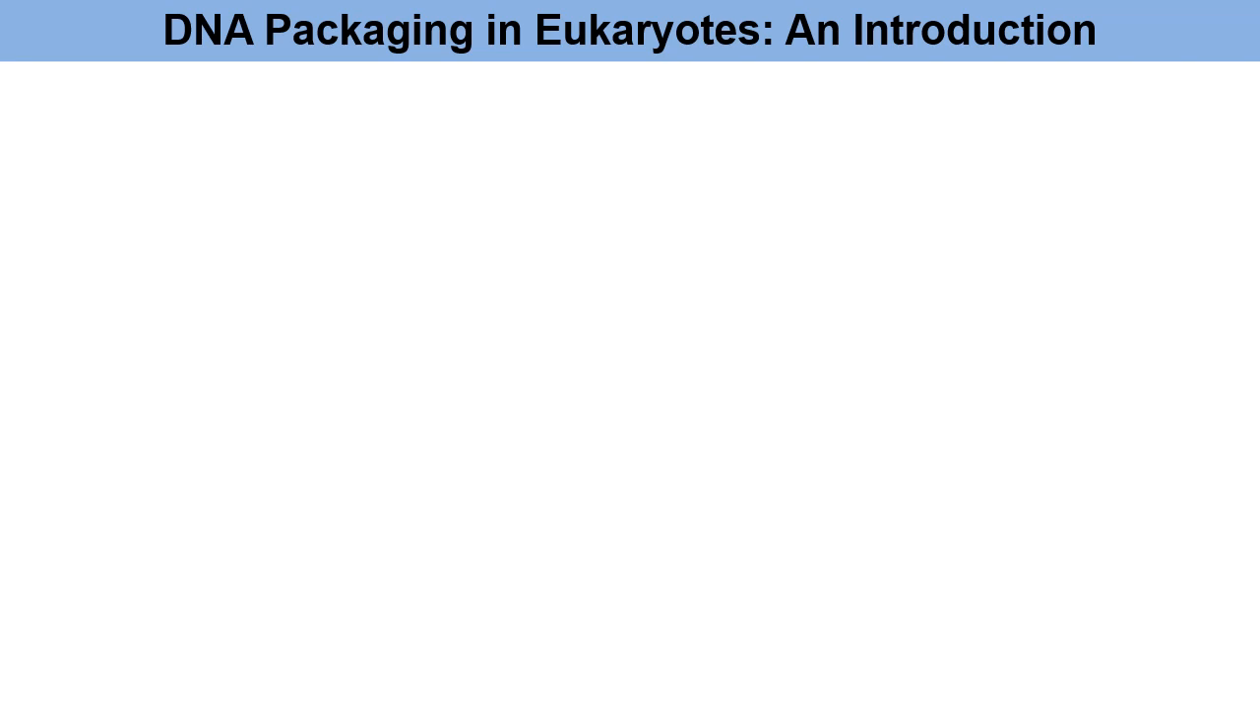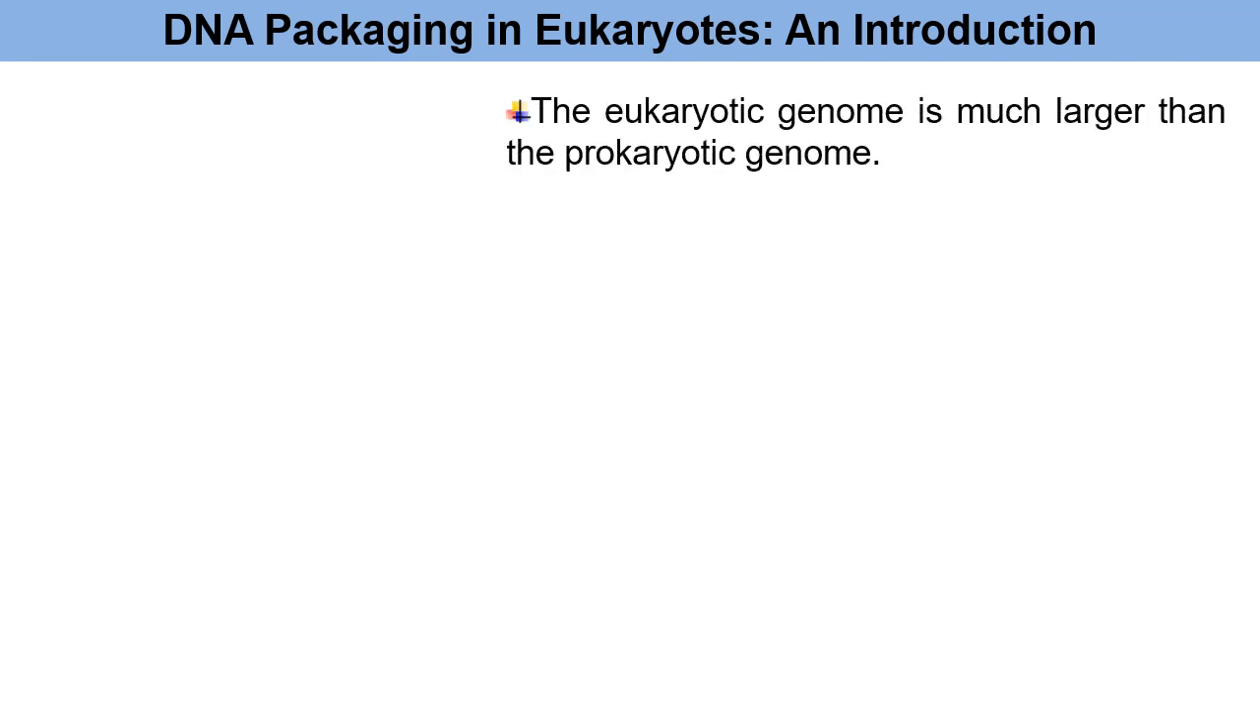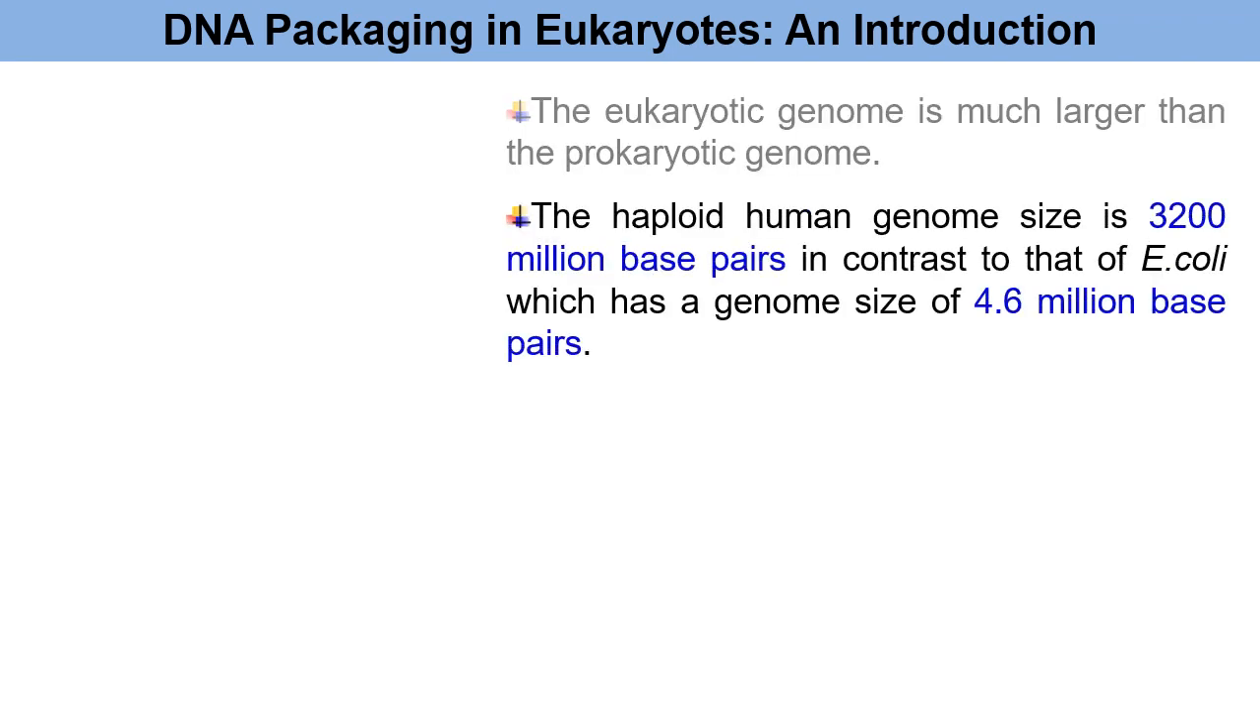Let us quickly recall the differences in the genome size of prokaryotes and eukaryotes. The eukaryotic genome is much larger than the prokaryotic genome. If we consider the haploid human genome, it has a size of 3,200 million base pairs, in contrast to that of the bacteria E. coli, which is a typical prokaryote and has a genome size of 4.6 million base pairs.